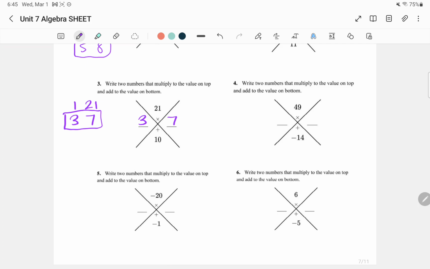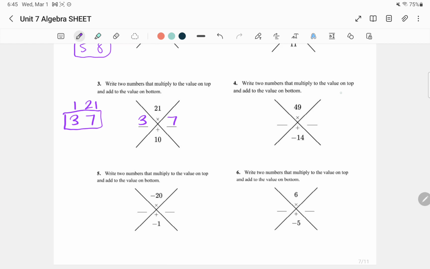Now, again, 4, 5, and 6, since they're negative, they're a little different. It says what multiplies to 49 and adds to negative 14. Because it's multiplying to a positive number and adding to a negative number, that means I'm going to have two negatives. So I'm just listing my factors, but they're both going to be negative.